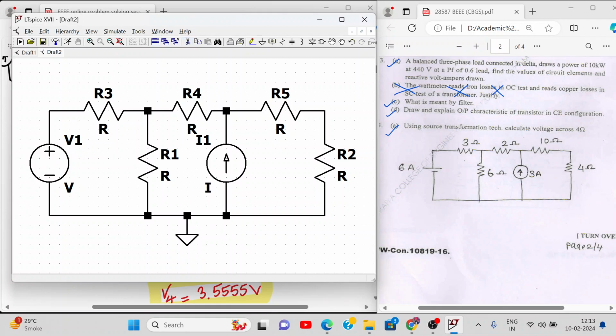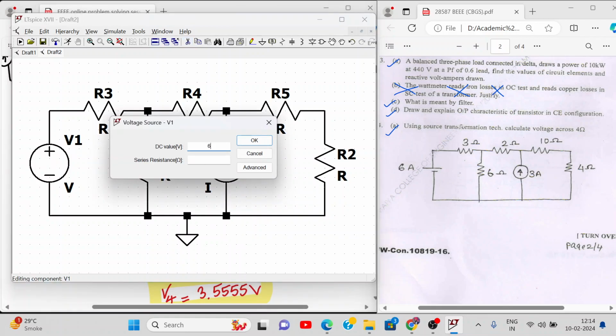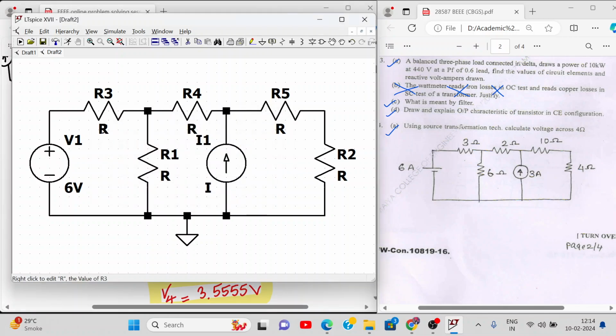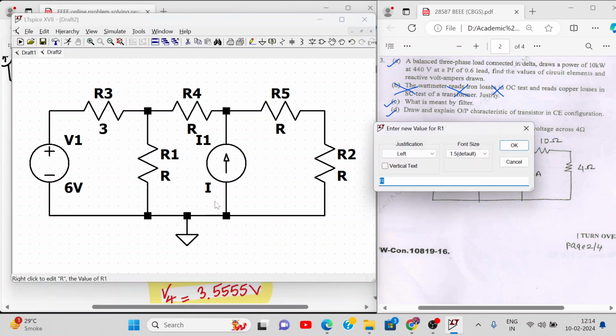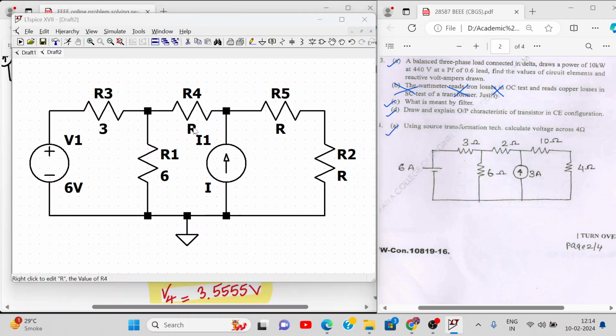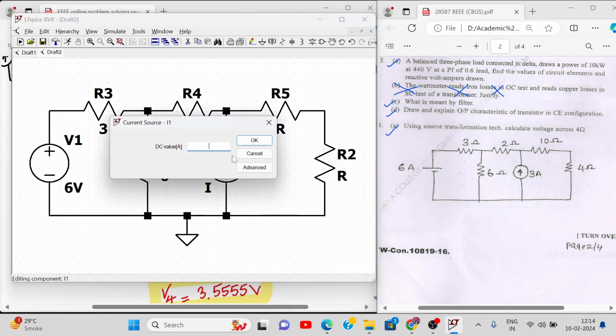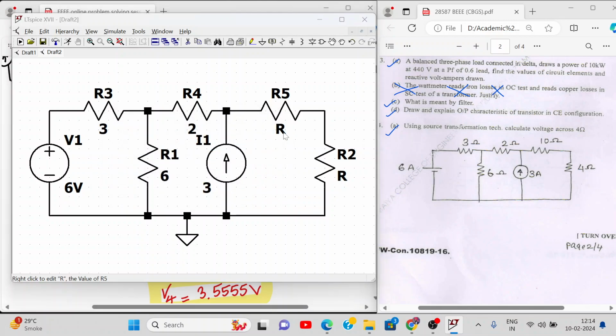Now this voltage is 6 volt, this resistance is 3 ohm, this is 6 ohm, this is 2, this is 3 amperes, this is 10, and this is how much? 4. We want V of 4, right? So I'm writing here V4.